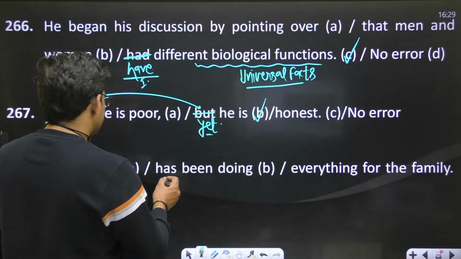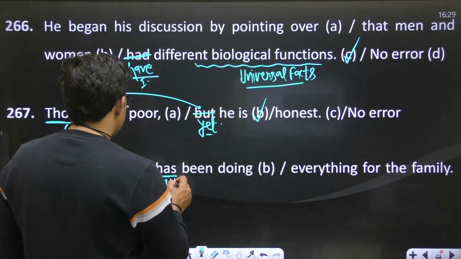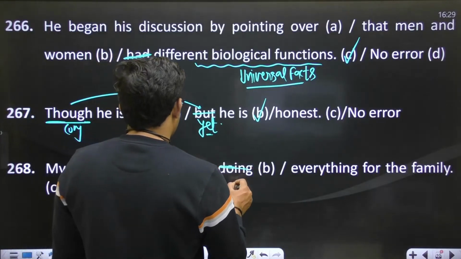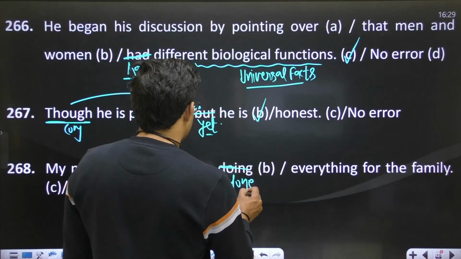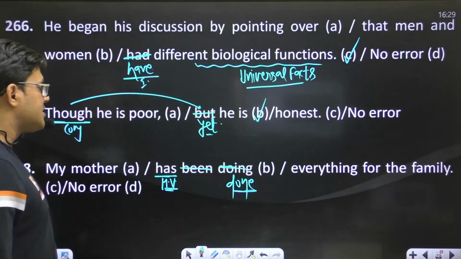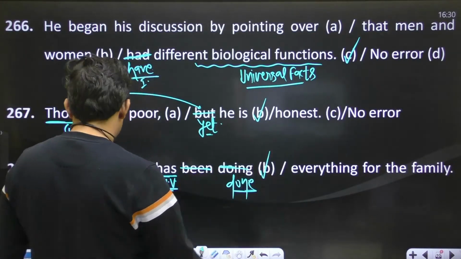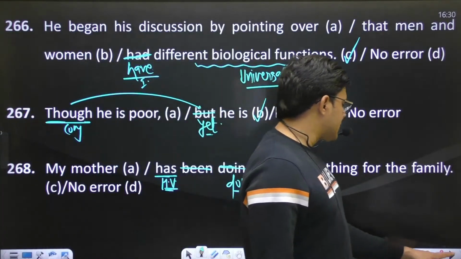We are talking about completion. To show completion, use the third form of the verb with the helping verb has. So the sentence will be like, my mother has done everything for the family. And now you will have an error in part B. Okay, move to the next sentence.